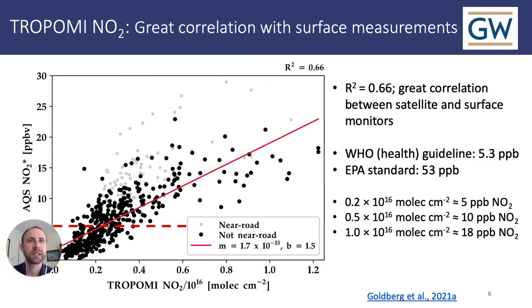Another thing that TROPOMI is great at is getting a first estimate of surface concentration. So I'm not saying this is the best way to estimate surface concentrations, but it is a quick way to estimate surface concentrations. And here I'm showing the quick correlation between the measurements from TROPOMI and the EPA air quality AQS measurements at the surface. And we can see a pretty good R-squared, 0.66. So I have on the right a rough translation of what you would do to estimate the surface concentration from the column content.